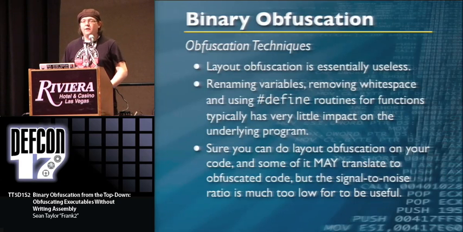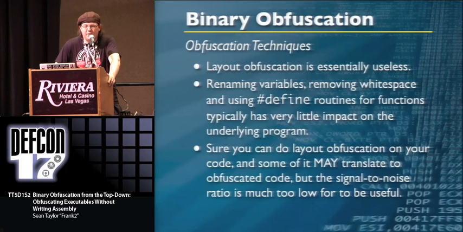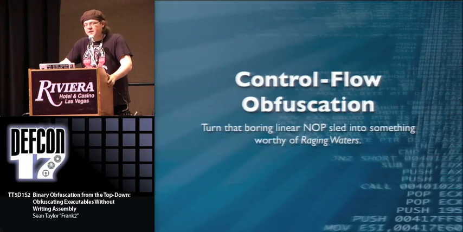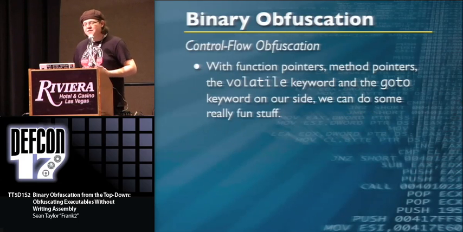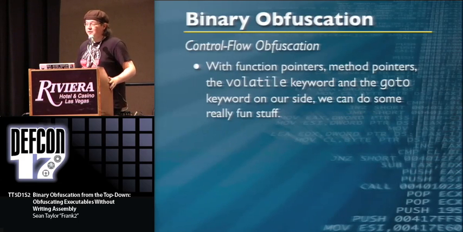Like I was mentioning earlier, if you have an interpreted language, for example JavaScript or Python, layout obfuscation is the only way you can go, essentially, because even though there are Python compilers and JavaScript compilers out there, it's typically used as an interpreted language, so it's not very useful. So with this in mind, there's actually a lot of meat in control flow obfuscation. There's a whole bunch of different stuff we can do. If we have function pointers, method pointers, the volatile keyword, and yes, there's also use for the goto keyword in this presentation. We can do a whole lot of really fun stuff.